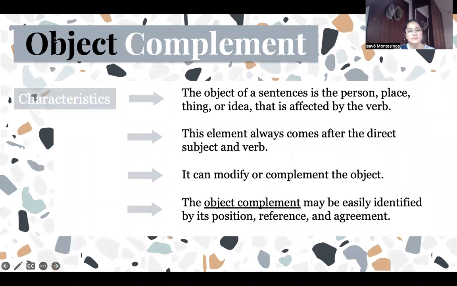Let's continue with object complement. Okay, here are some of the characteristics. The object of the sentence is the person, place, thing, or idea that is affected by the verb. This element comes always after the direct object and the verb. It can modify or complement the object, and the object complement may be easily identified by its position, reference, and agreement.